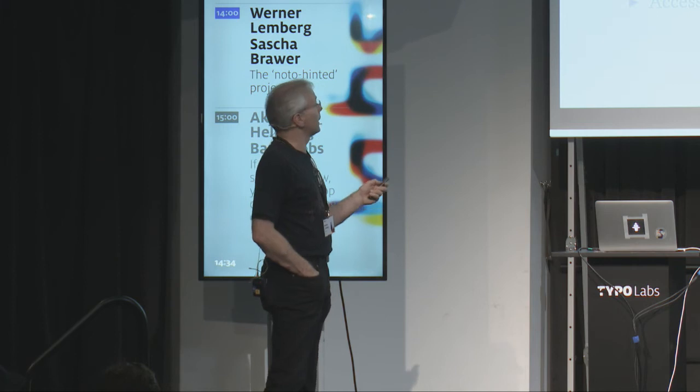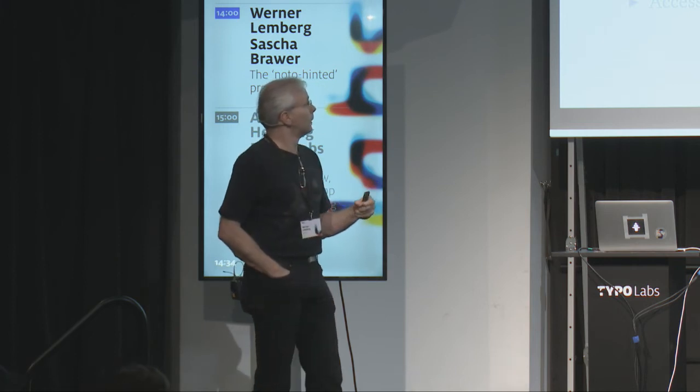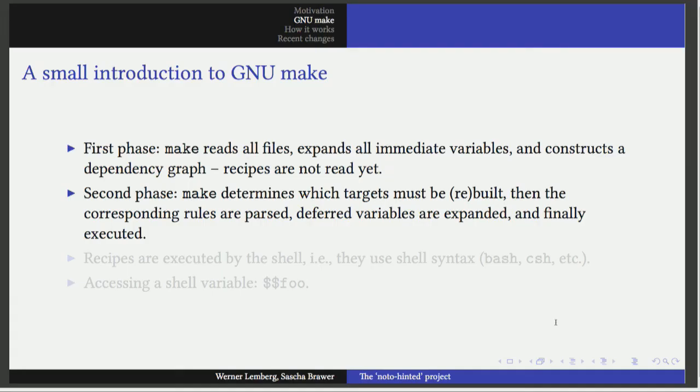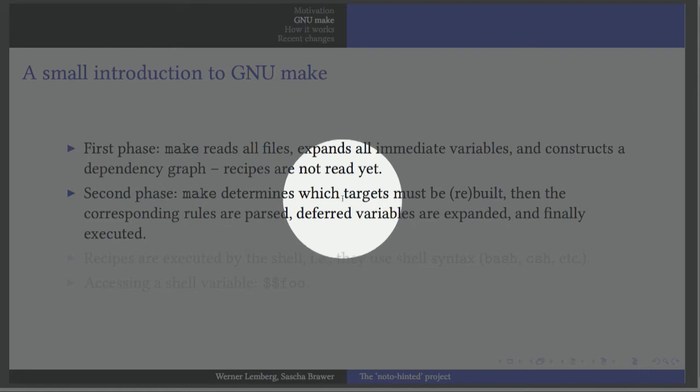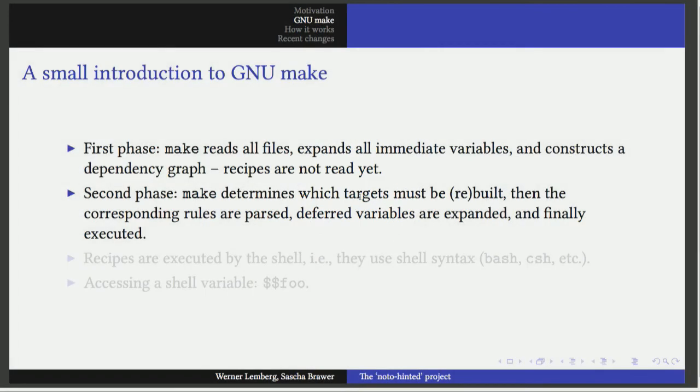And then there's the second phase. After determining the targets that must be rebuilt, let's say you have changed a source code, then of course the final binary must be rebuilt. Make finds this out and it calls the recipe. Before doing that, all variables are substituted in the recipe. In particular, the deferred variables are now expanded, not earlier.